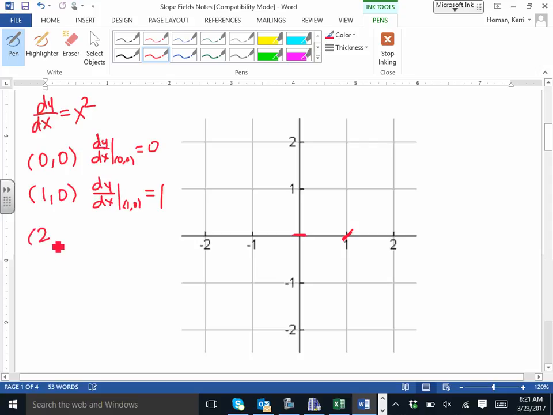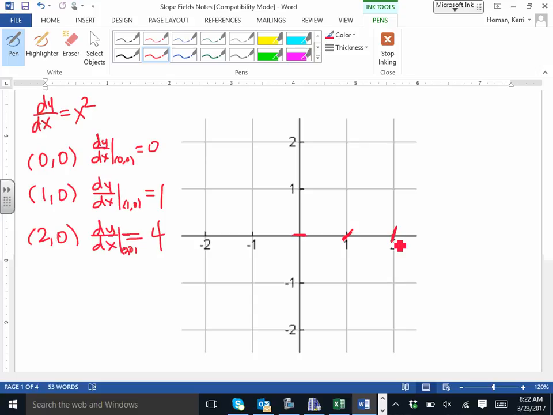2, 0. What slope does it have? When I plug x is 2 and y is 0 into x squared, we get what? 4. So now we have a really, really steep tangent line. We're going to do this for every coordinate. Now, since our derivative is only defined in terms of x, this is going to be a little more simple, right?